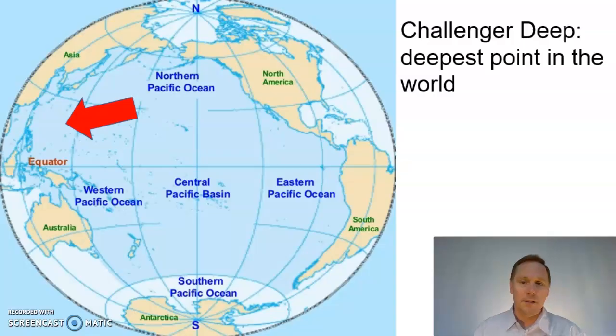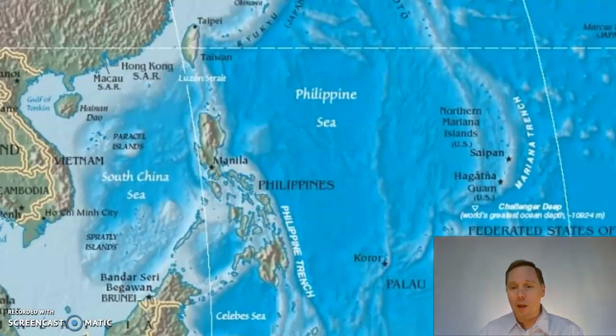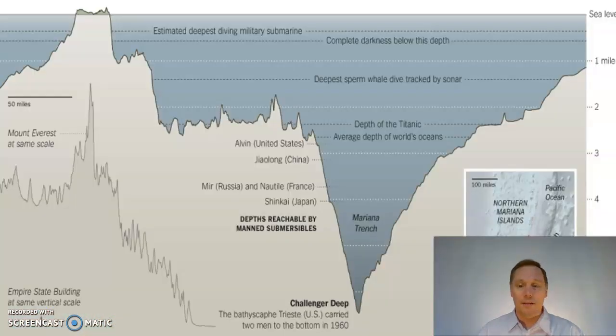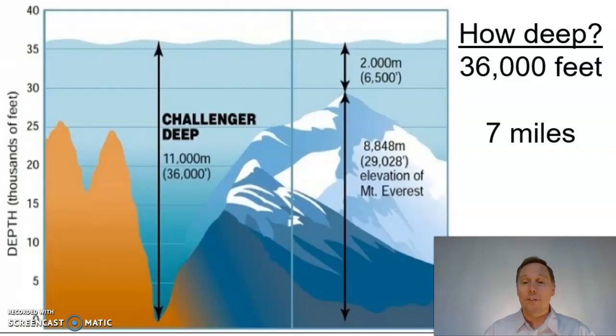All right, moving on. Let's go to the deepest part of the world. We're going to the other side of the Pacific, the Challenger Deep. We are a couple hundred miles off the coast of the Philippines, and it's deep. It really is. It goes way down there. In fact, 7 miles deep. It's so deep that if you picked up Mount Everest and threw it in there, you'd still have 2,000 meters left over. That's really deep.